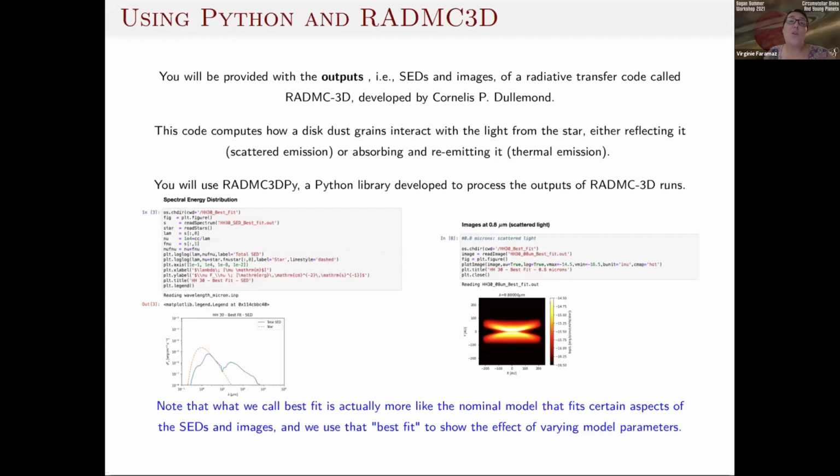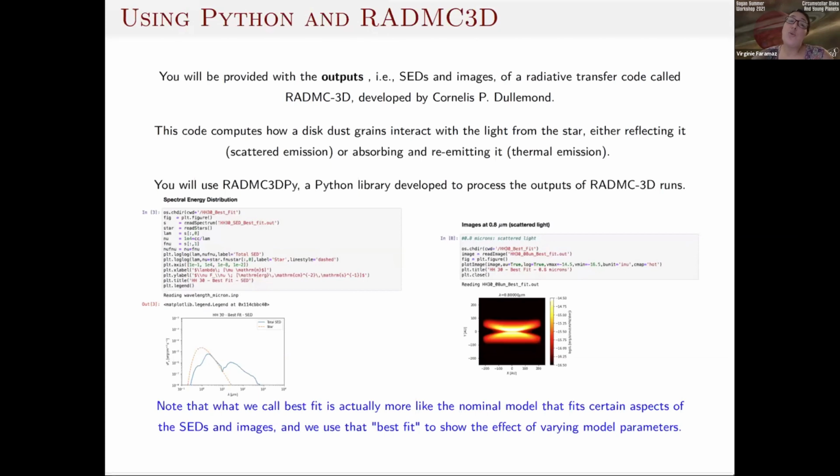So now, what's going to happen concretely? Where do the SEDs and the images that you're going to work with come from? Well, we will provide the outputs of a radiative transfer code called RadMC3D. It's a code where you give it: I have a star that is this bright, and I have dust with these grain sizes, and that extends from there to there, that's the mass, etc. And it will compute how starlight is either reflected or emitted with thermal emission.